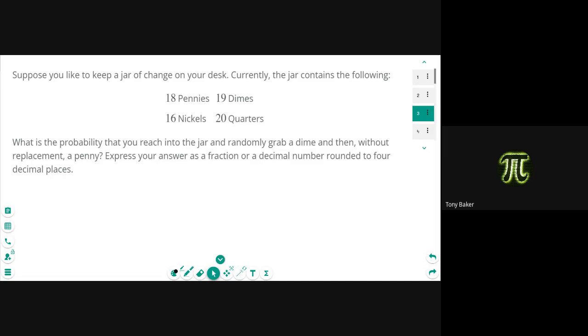Next one. Suppose you like to keep a jar of change in your desk. Currently, the jar contains 18 pennies, 19 dimes. What is the probability that you reach into the jar and randomly grab a dime, and then without replacement, a penny?